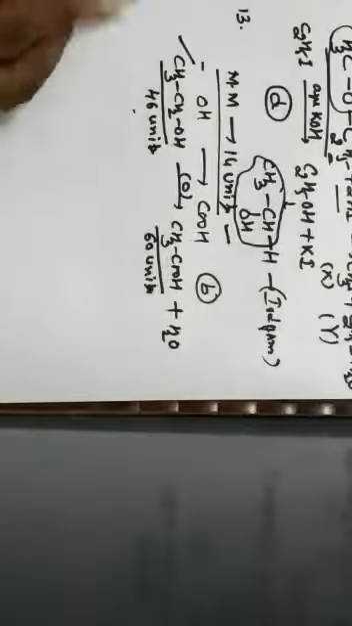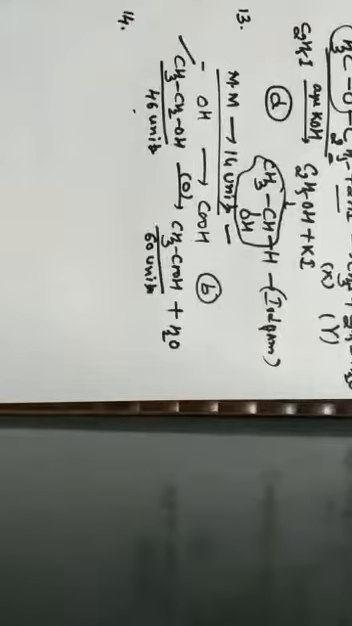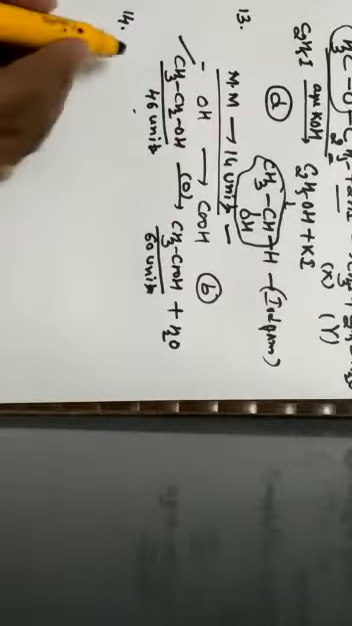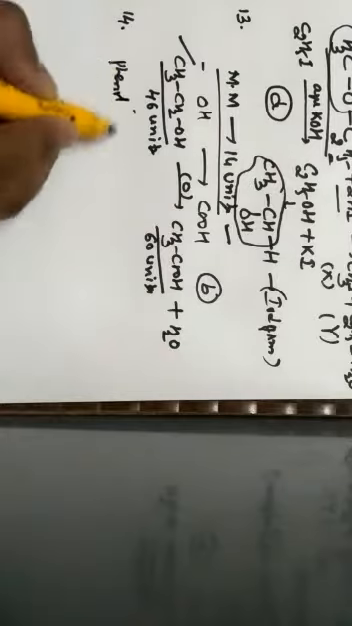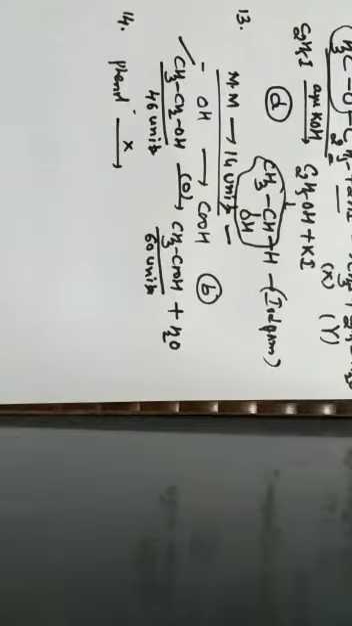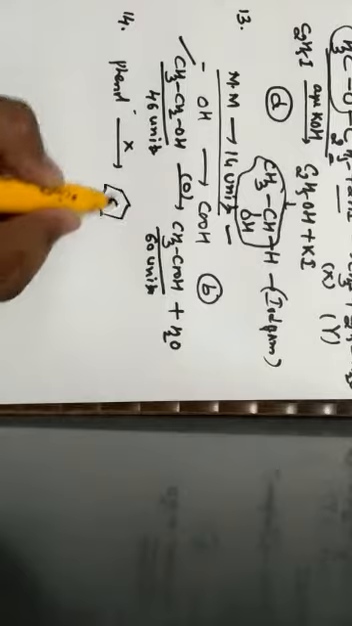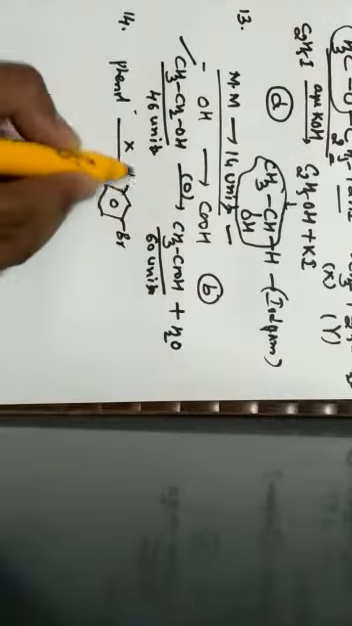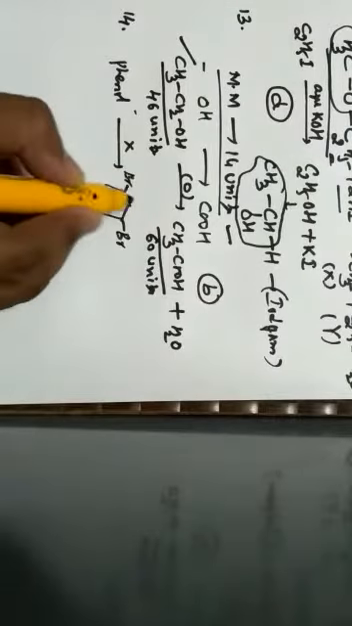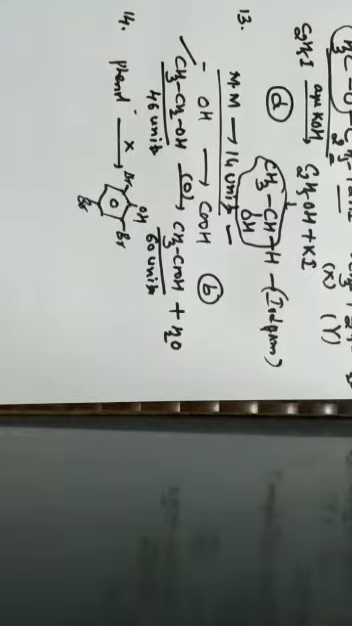Next one, question number 14. Here, phenol. They have mentioned that phenol, upon reaction with some reagent X, forms a tribromo derivative. Here they are telling that it forms a tribromo derivative of phenol. They are asking us what is X.